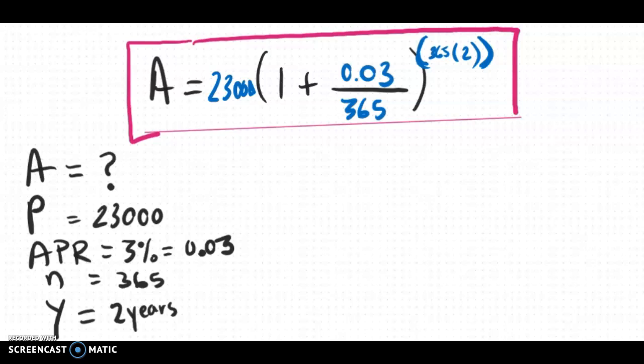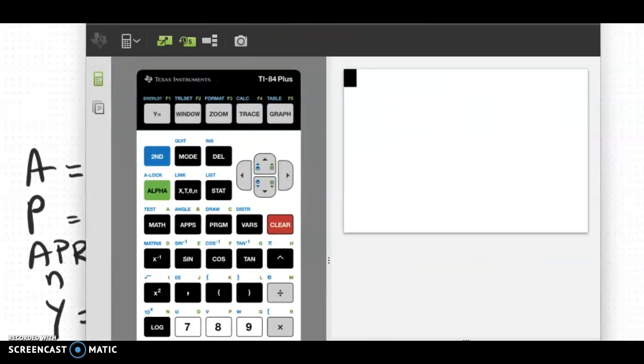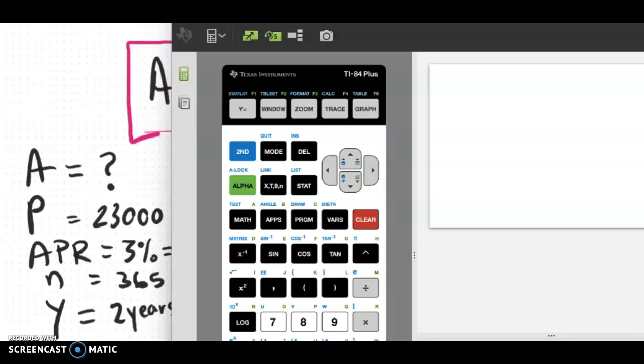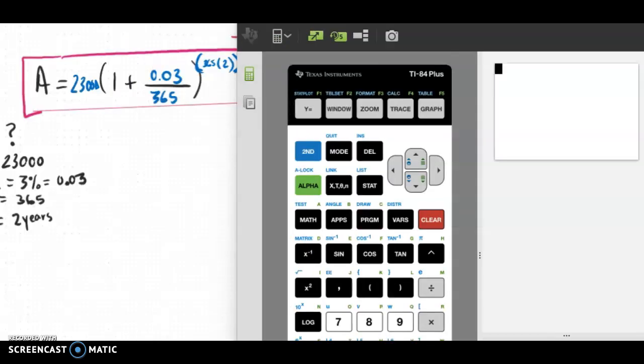So I'm going to go to my calculator. Here's my calculator. Let's see if I can expand my screen so that I can have both at the same time. Hold on. I'm going to put this formula that's here on my calculator so I can see everything.